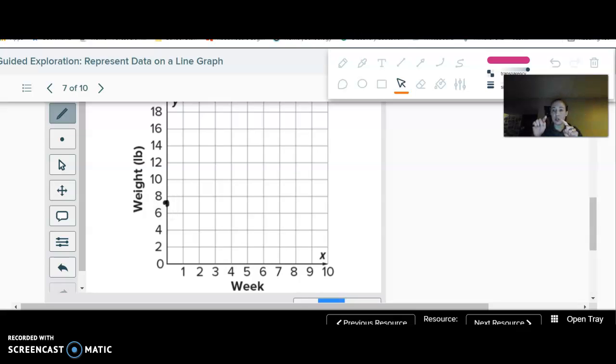If you need to kind of trace with your fingers before you put a dot, that's fine. But I wouldn't draw lines. It makes our graph real messy. 1 week is at 8.5. You should have it on your paper. I'm just looking at it on my paper.